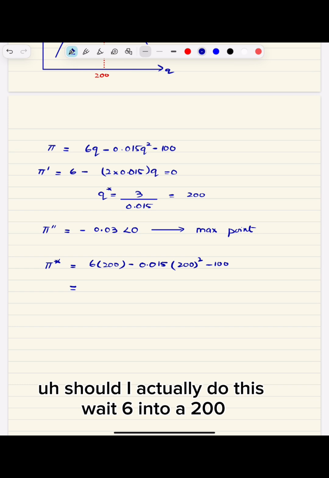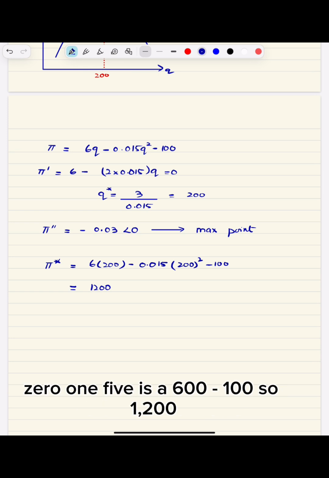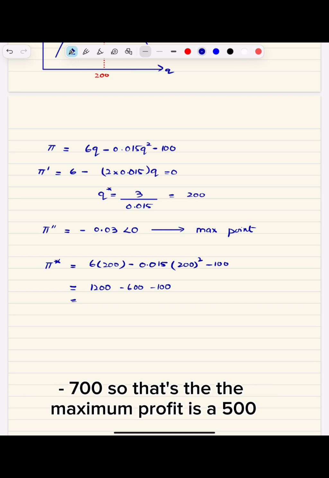Should I actually do this? Wait, 6 into 200 is 1200. 200 squared is 40,000, multiplied by 0.015 is 600, minus 100. So 1200 minus 700. So the maximum profit is 500.